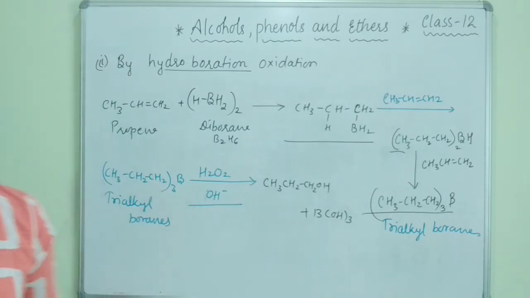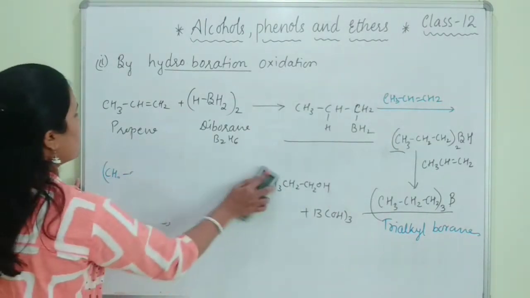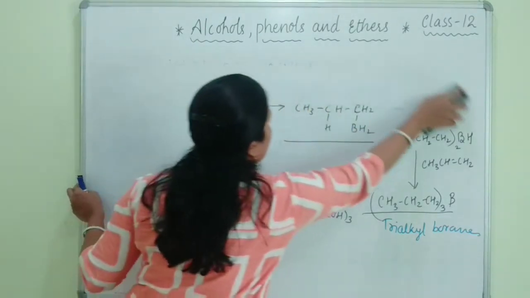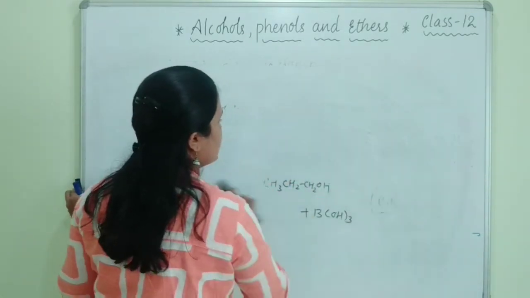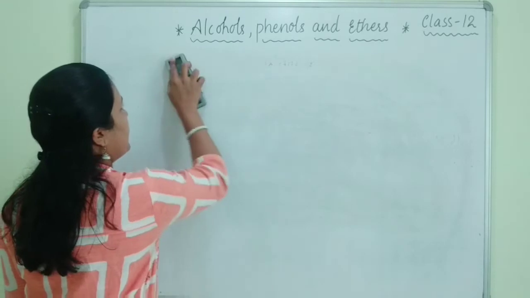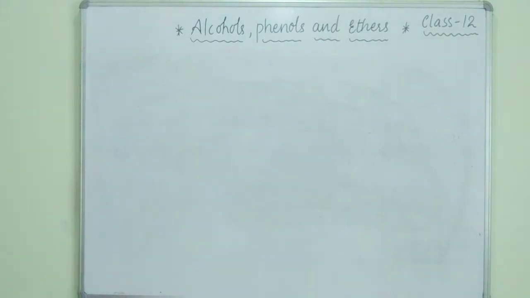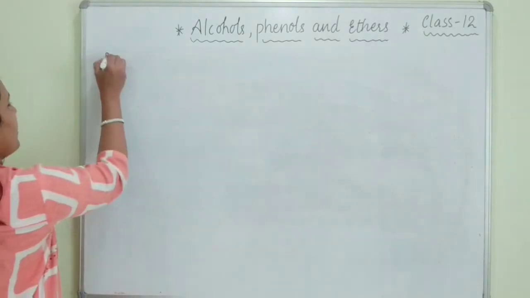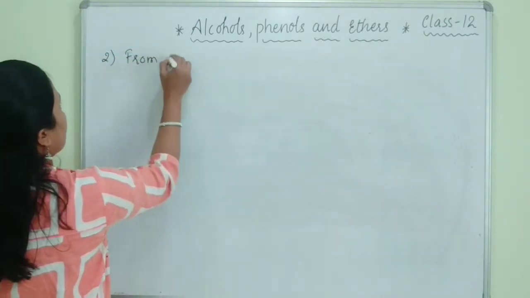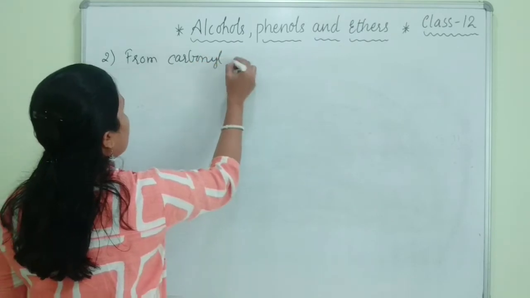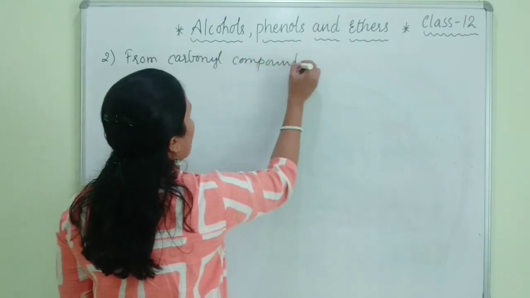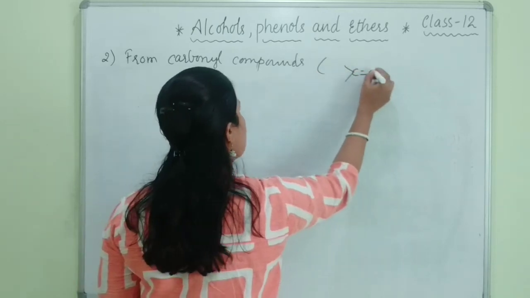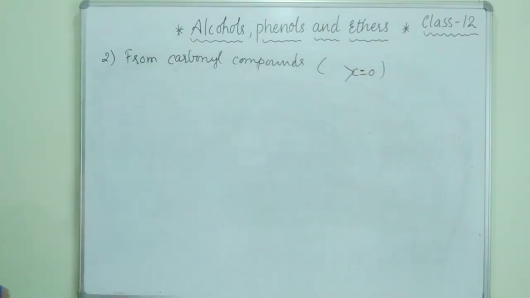Okay, now let's see the second way of formation of alcohol, and that second way, as in that ray diagram we have studied, is from carbonyl compounds. Carbonyl compounds means those having this linkage, C double bond O. As we know, aldehydes, ketones, carboxylic acids and esters all have this linkage.